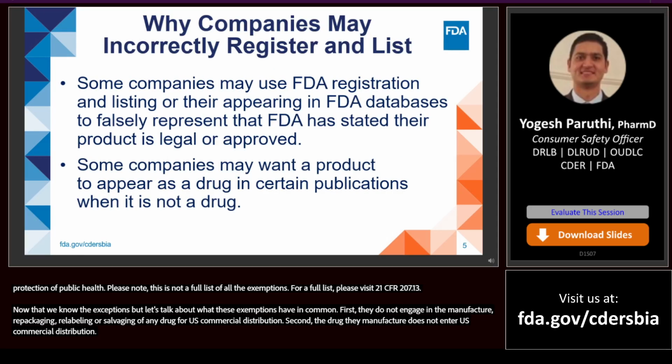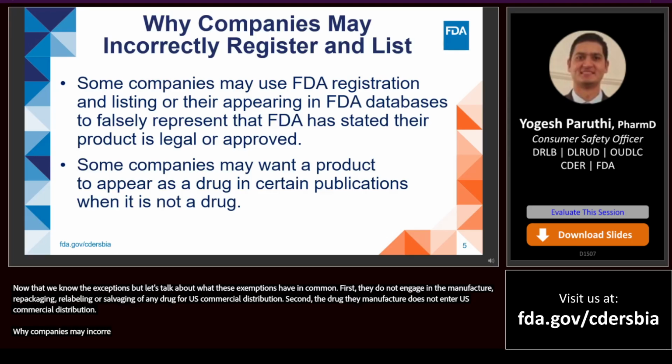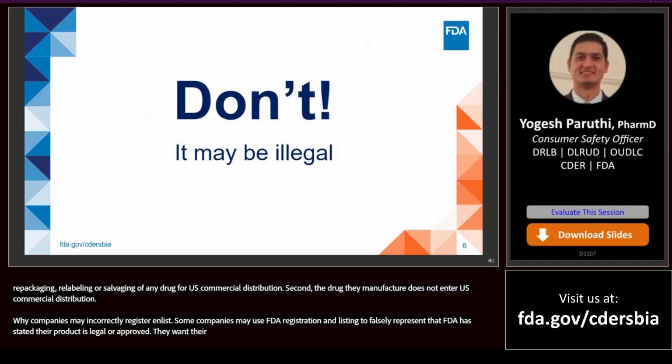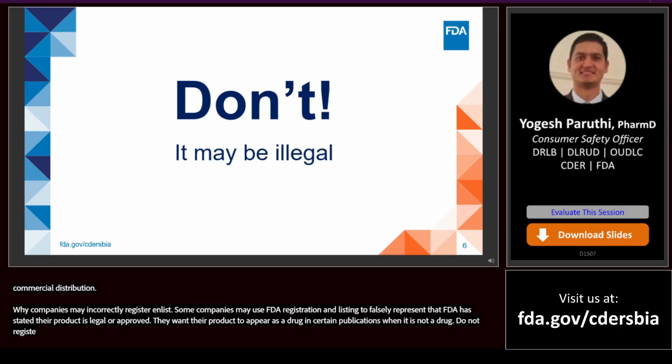So why may companies incorrectly register and list? Some companies may use FDA registration and listing to falsely represent that FDA has stated their product is legal or approved. They want their product to appear as a drug in certain publications when it is not a drug. So do not register or list your products incorrectly, as it may be illegal. If you are not sure, send us an email and we can help or guide you to the correct office.